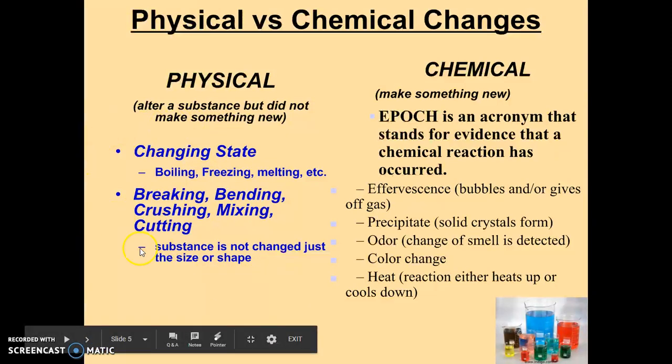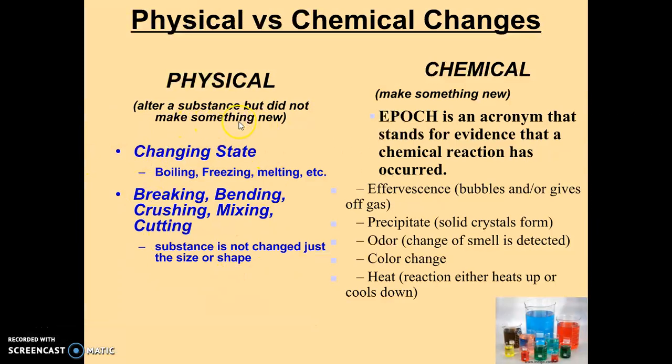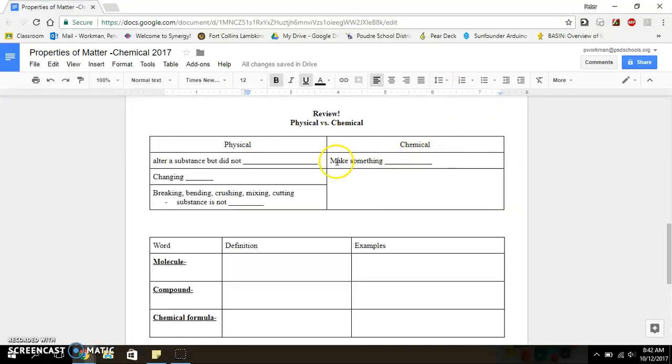So those are our typical physical changes, right? You're not making anything new. You're just maybe changing its appearance. Contrast that with chemical changes, right? So on the right side of your notes, you want to fill in, you are making something new. Those atoms are forming new and different molecules, completely different from what there was before. Okay, so make something new.